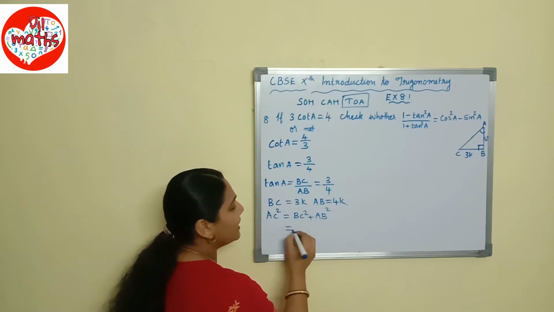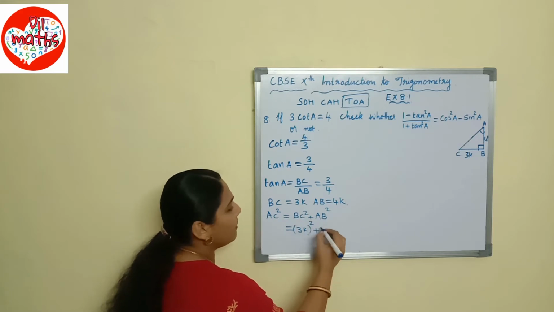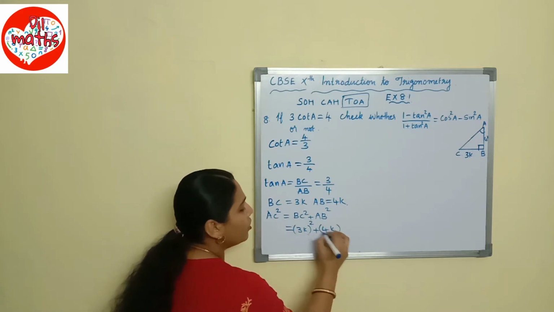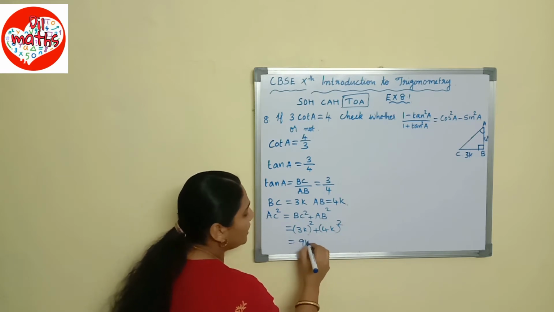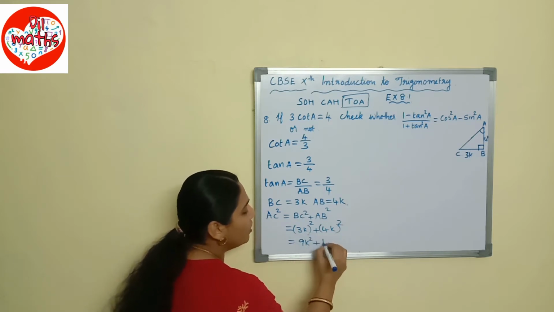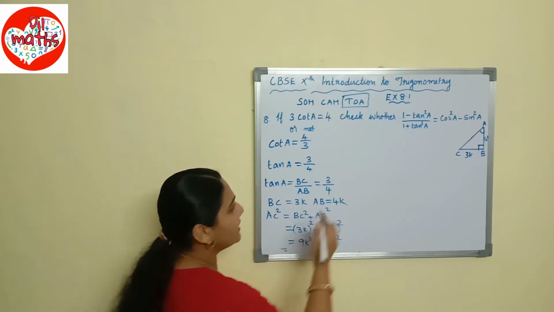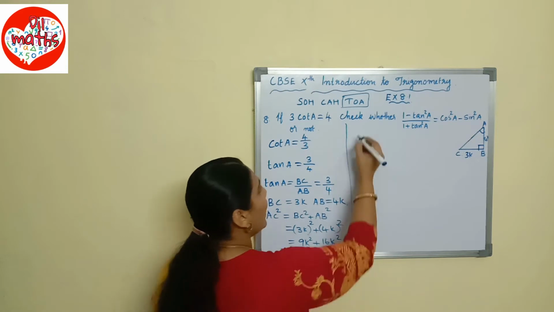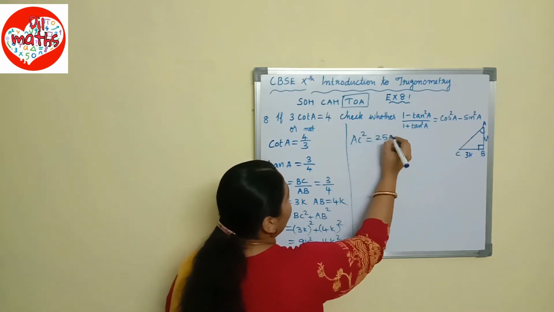So what is BC here? BC is equal to 3K. 3K the whole square plus what is AB here? 4K, 4K the whole square. So 3K whole square is equal to 9K square, plus 4K whole square is equal to 16K square. That's equal to 25K square. So I will get AC square is equal to 25K square.